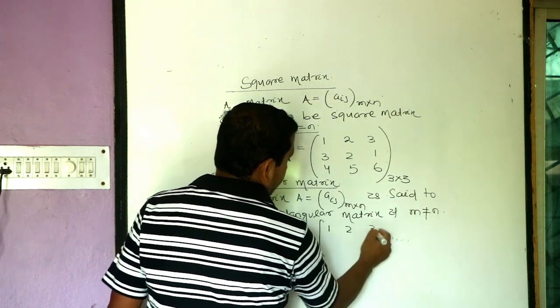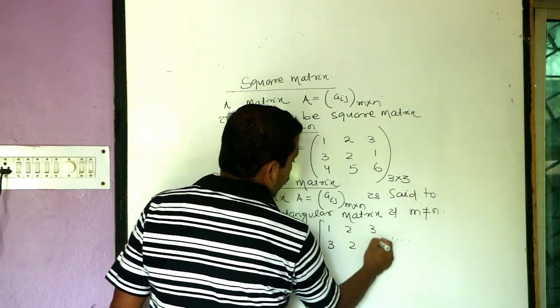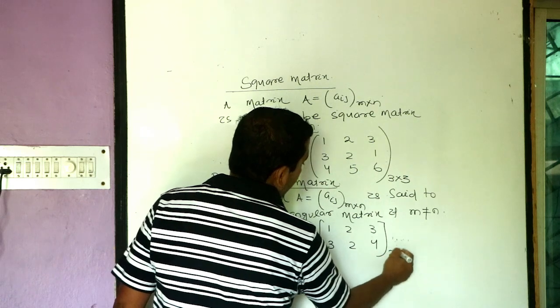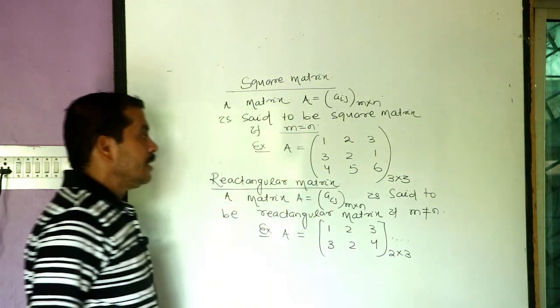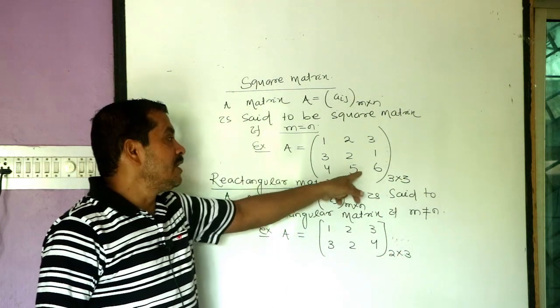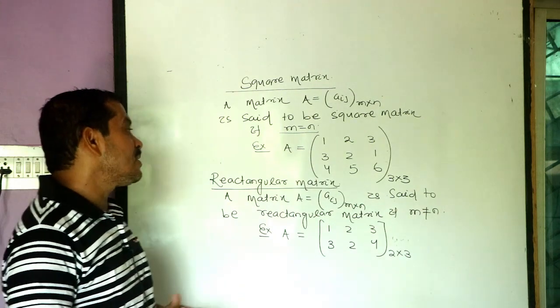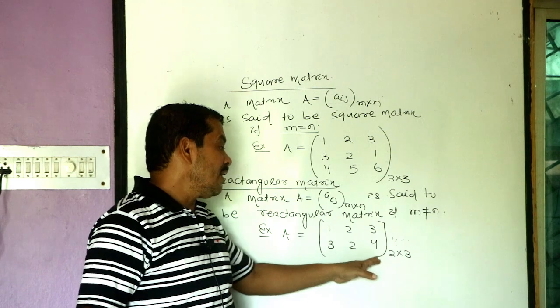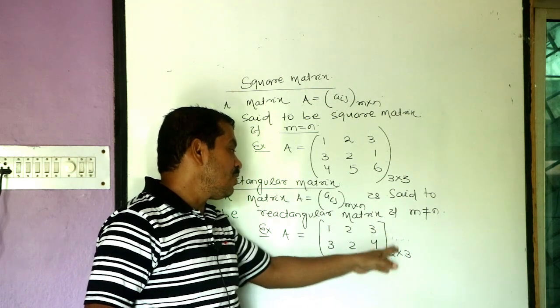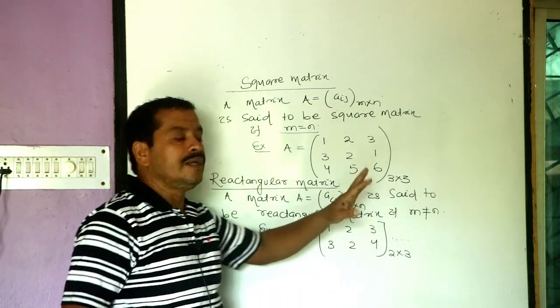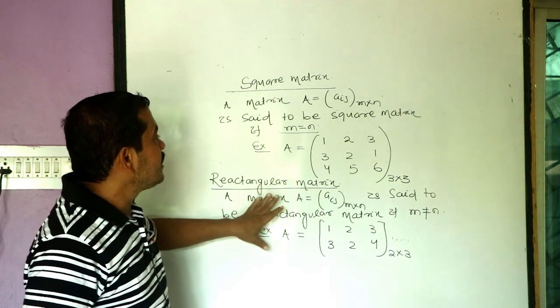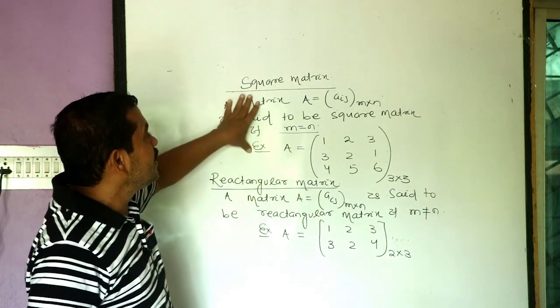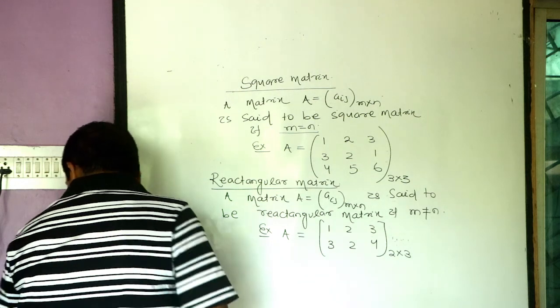1, 2, 3, 3, 2, 4. It is a matrix of order 2 cross 3. It is a rectangular matrix, but the earlier one is a square matrix because there the number of rows equals the number of columns. But here the number of rows is 2 and the number of columns is 3, so it is not a square matrix. It is a rectangular matrix.